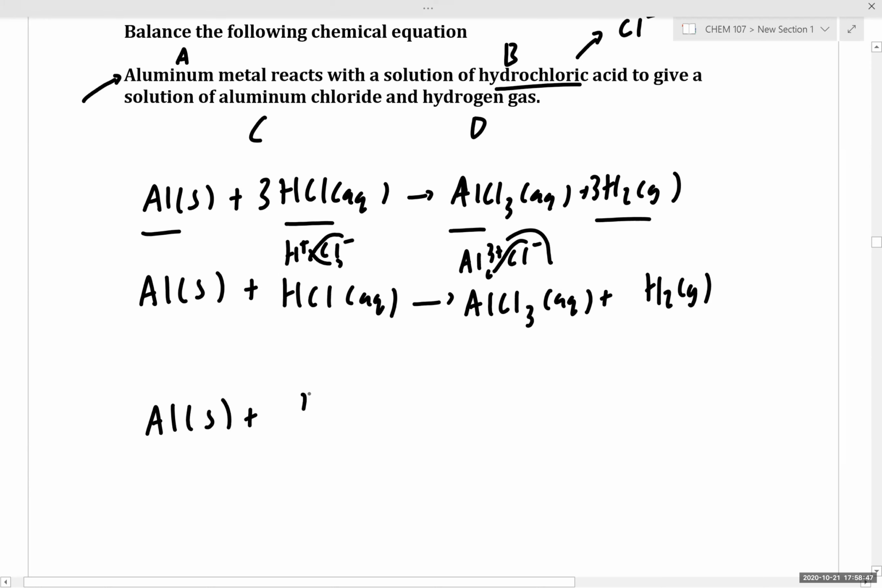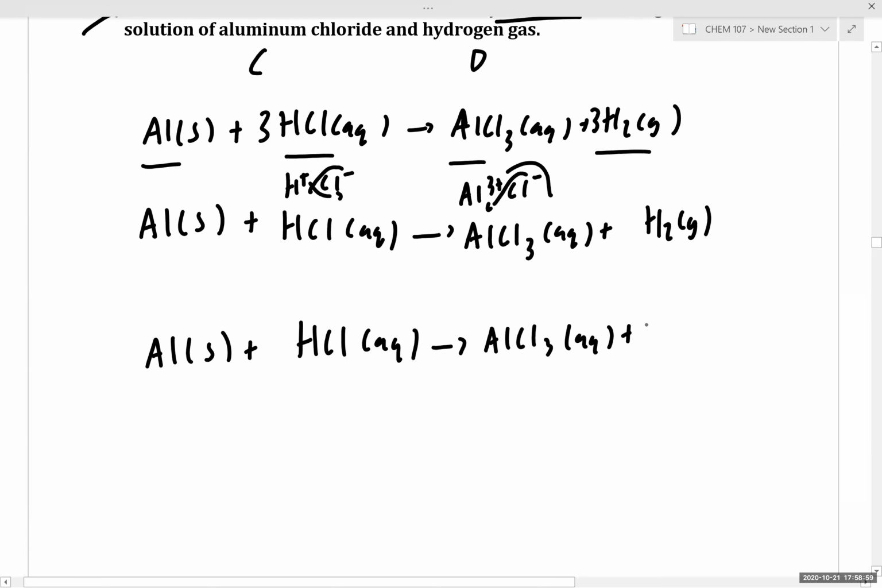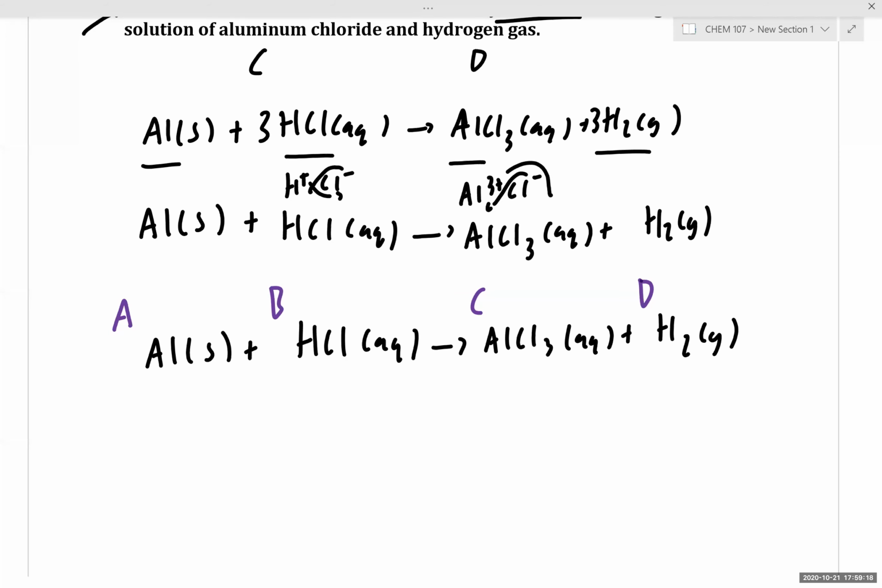So this is our proposed unbalanced chemical equation. Let's now try and count the atoms of each element on each side of this equation. And then we can adjust our coefficients to balance this equation. I'd like you to write out your proposed coefficients for each of these chemical species in the chat. And if you have any questions, you can share your questions in the chat or verbally.